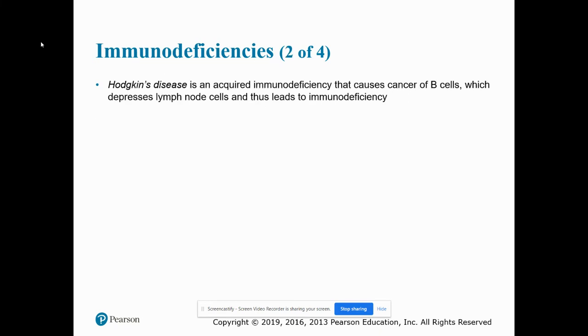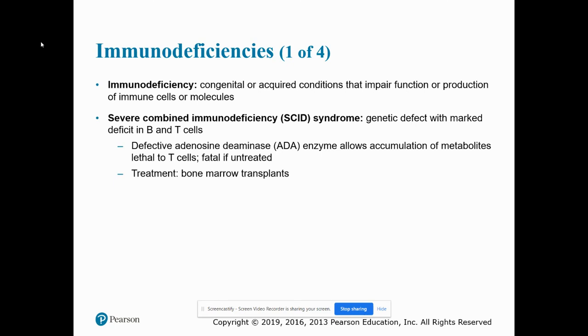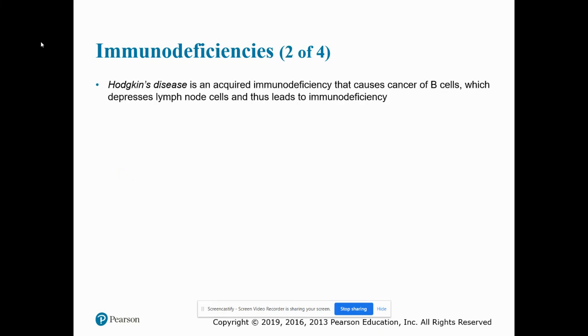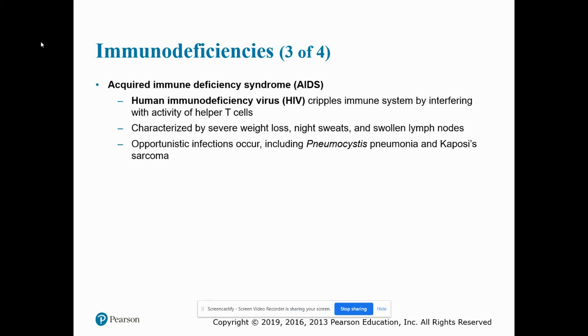Another example of an immunodeficiency is Hodgkin's disease, and this is an acquired immunodeficiency that causes cancer of B cells, and it depresses lymph node cells, and it leads to immunodeficiency. So, severe combined immunodeficiency syndrome would be a congenital defect, and Hodgkin's would be an acquired immunodeficiency.